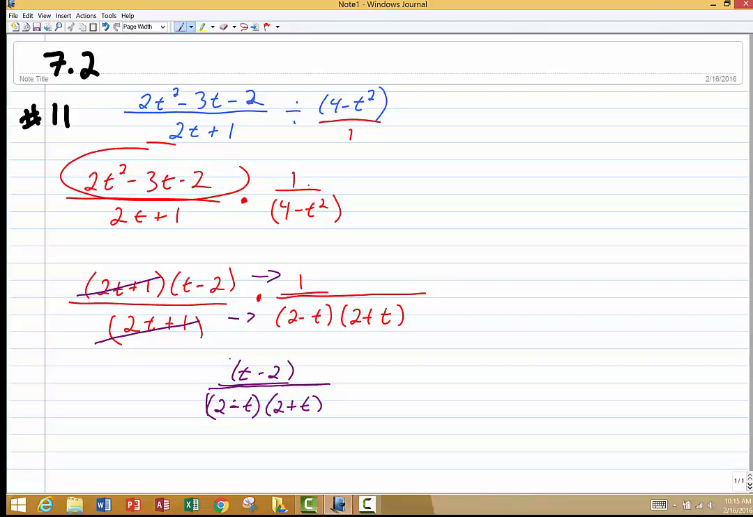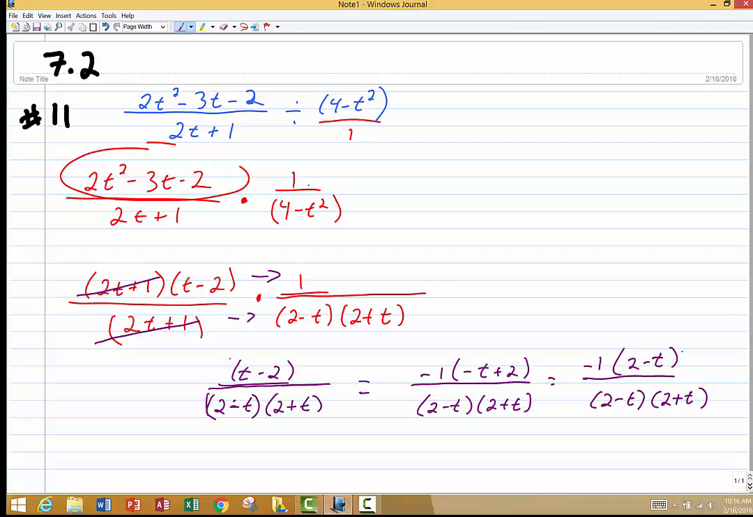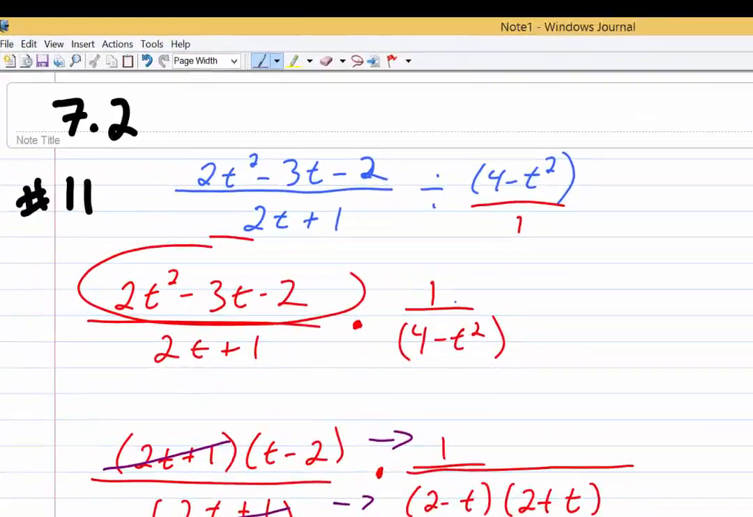But if I factor out a -1 up top, that becomes negative t plus 2. Factoring out a -1 is a legal move. I can reverse these terms, so the expression becomes -1 times (2 minus t) over (2 minus t), and I see I have another common factor. So I'm left with my final answer of -1 over 2 plus t for that expression. Here's the next one.